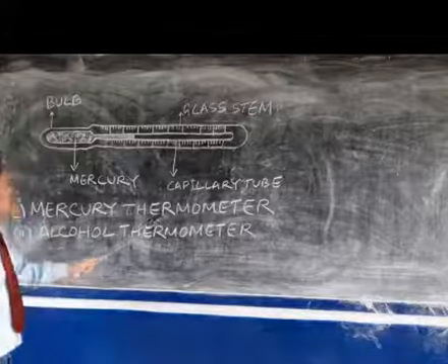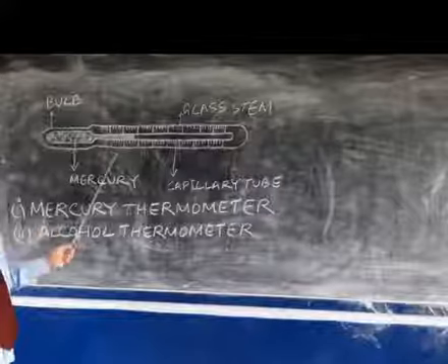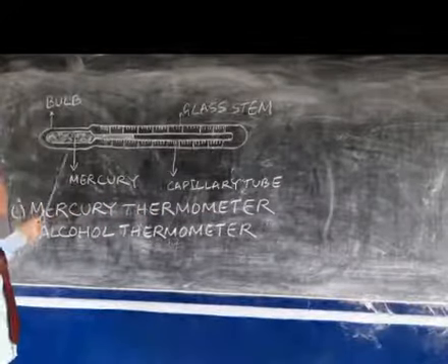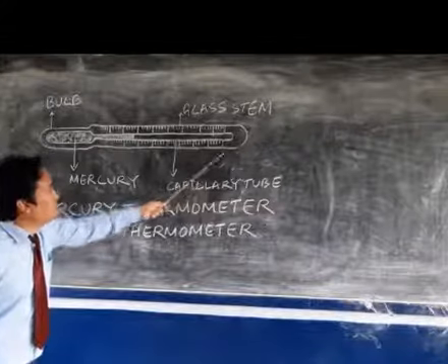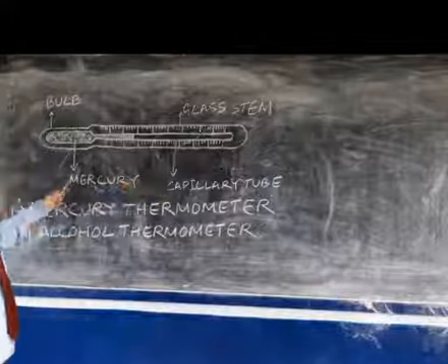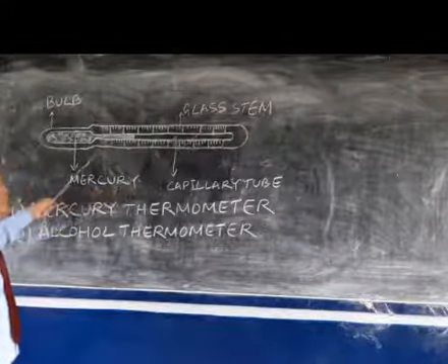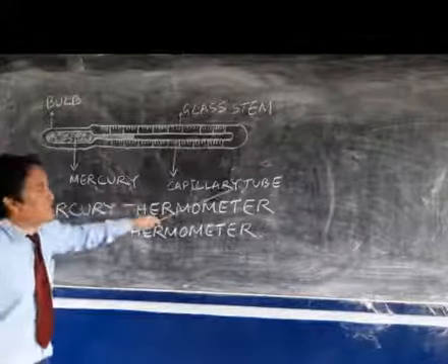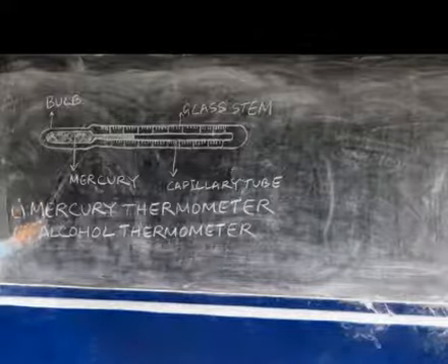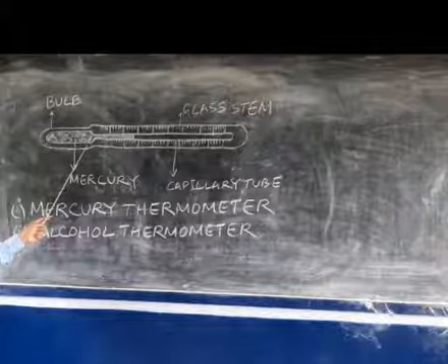Now let us come to the mercury thermometer first. This is the diagram of a thermometer. This thermometer consists of a glass tube, or we call it a glass stem. And inside the glass stem, there is a very thin glass tube known as the capillary tube. And this portion we call the glass bulb. This is the bulb of a thermometer.